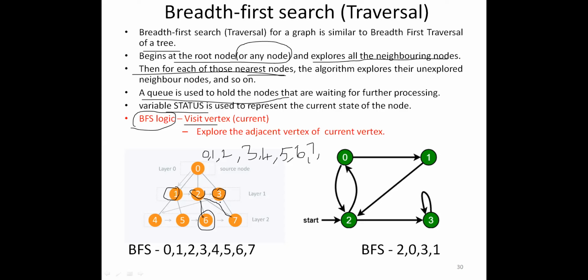Okay, then 6 and 7 are completed. Then I'll go to the last adjacent node of 0, which is 3. I will try to explore the node 7. I cannot write it in the output. Why? Because it is already visited, so it is in the list, so I will leave it. So this is the final BFS of the particular graph.